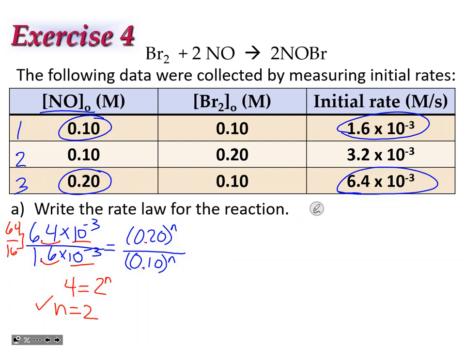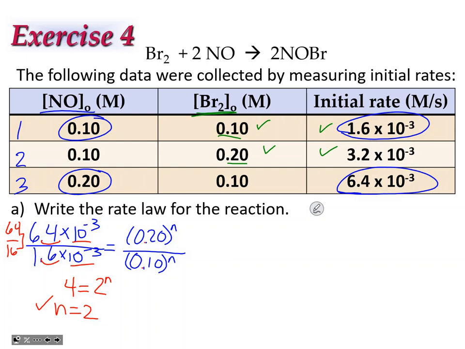Now let's look at the bromine. The initial concentrations here for the initial rates method. Which two experiments do I want to use for my bromine? 1 and 2. Yes, I agree. 1 and 2. We definitely want to do 1 and 2, because the concentrations are changing here for the bromine, but for the nitrogen monoxide, they are remaining the same.